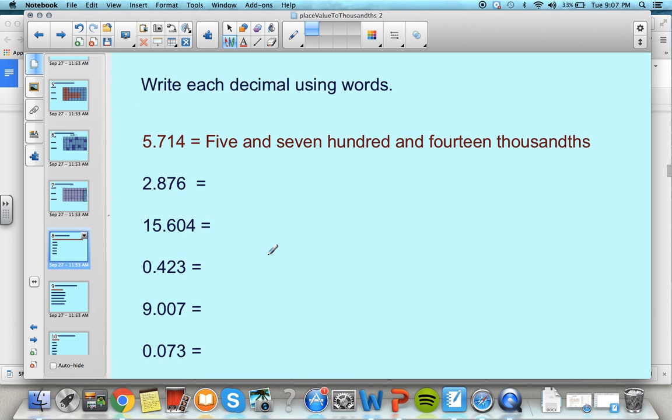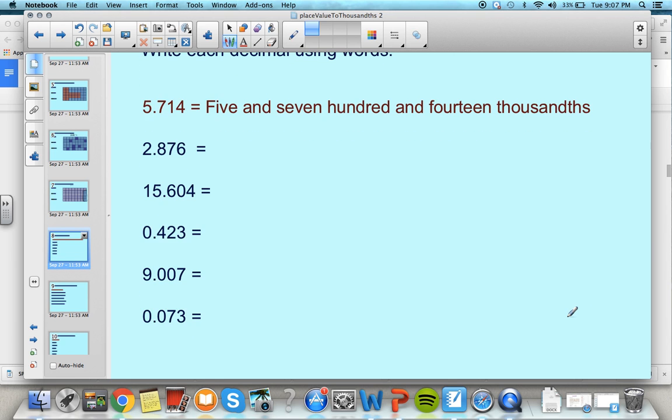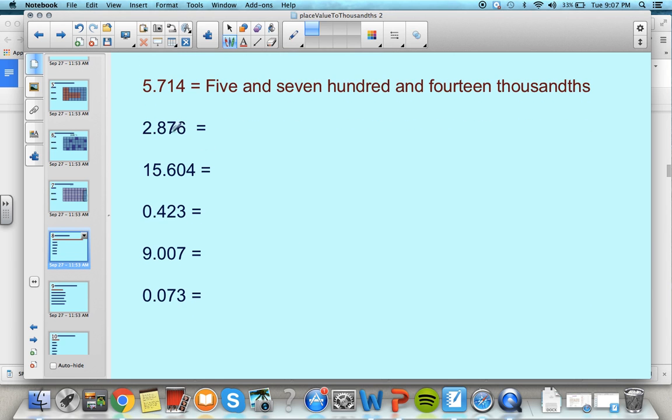Okay, so for our last part of this video on reviewing place value to the thousandths, I'd like you to go ahead and check out how I'm using word form here to represent the decimal. Instead of saying 5.714, we say 5 and 714 thousandths. Can you see something wrong with this example? Hopefully you noticed that there's an extra and in here.